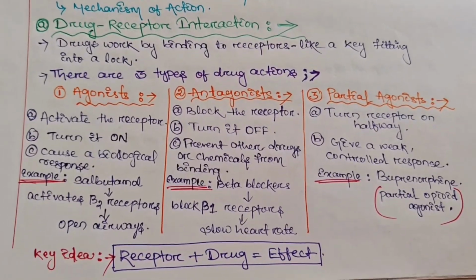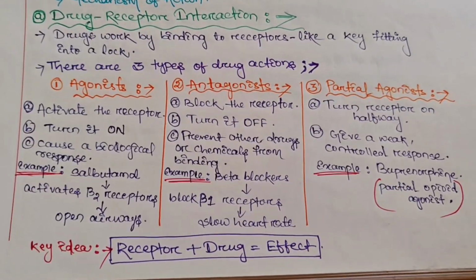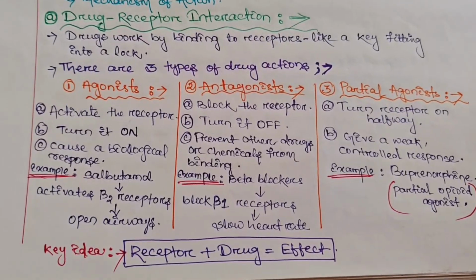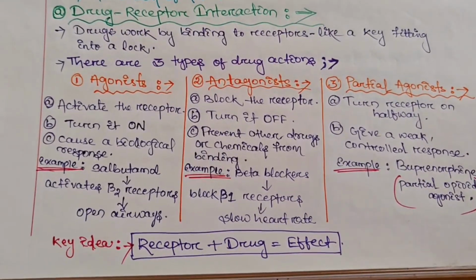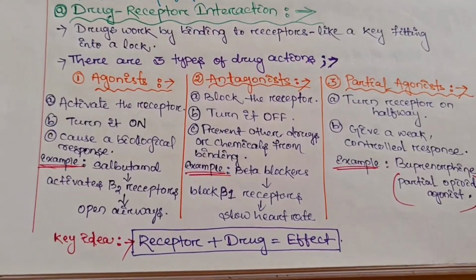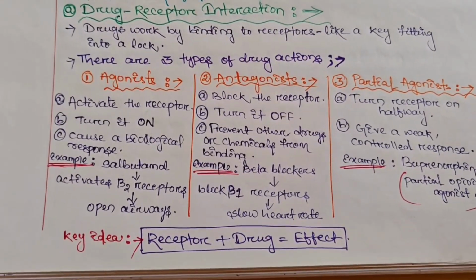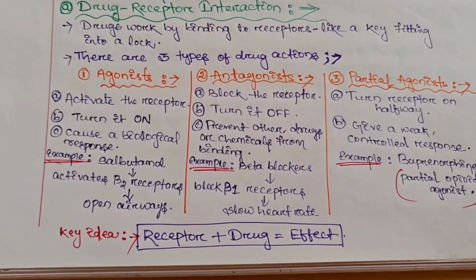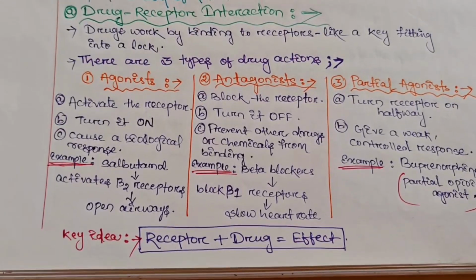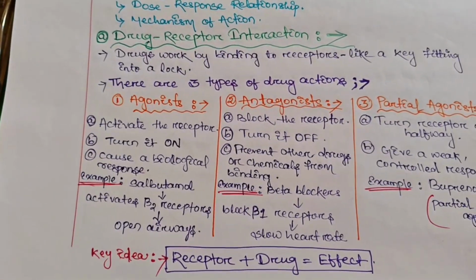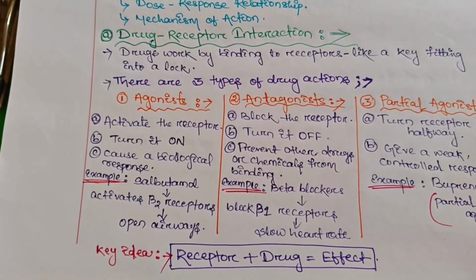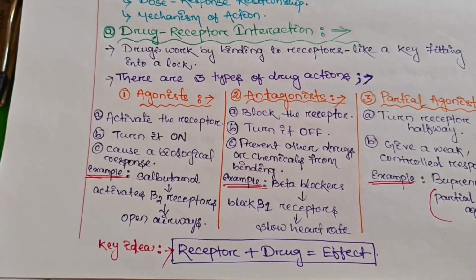The drugs work by binding to a receptor like a key fitting into a lock. Most drugs work by binding to a receptor. So receptors are like locks and drugs are like keys. When the drug attaches to the receptor, it starts a response inside the cell. So we will understand that the receptor is working like a lock, whereas the drugs are working like a key.